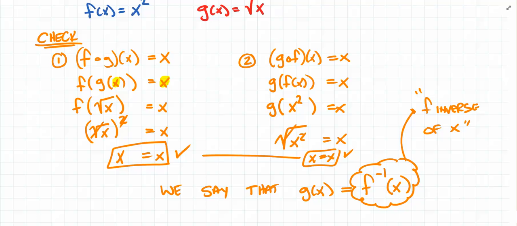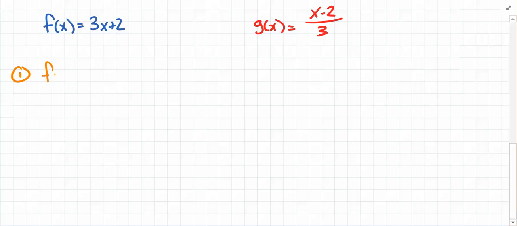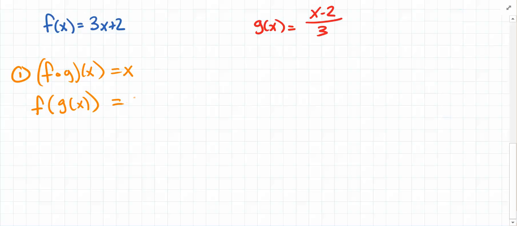So here's the procedure. I want to check f of g of x, and we want to show that this is equal to x. So this is f of, what is the g of x defined as? x minus 2 divided by 3. Right? Because I want to evaluate f of g of x. So that's this thing right here. And I want to show that I get back x for this thing.